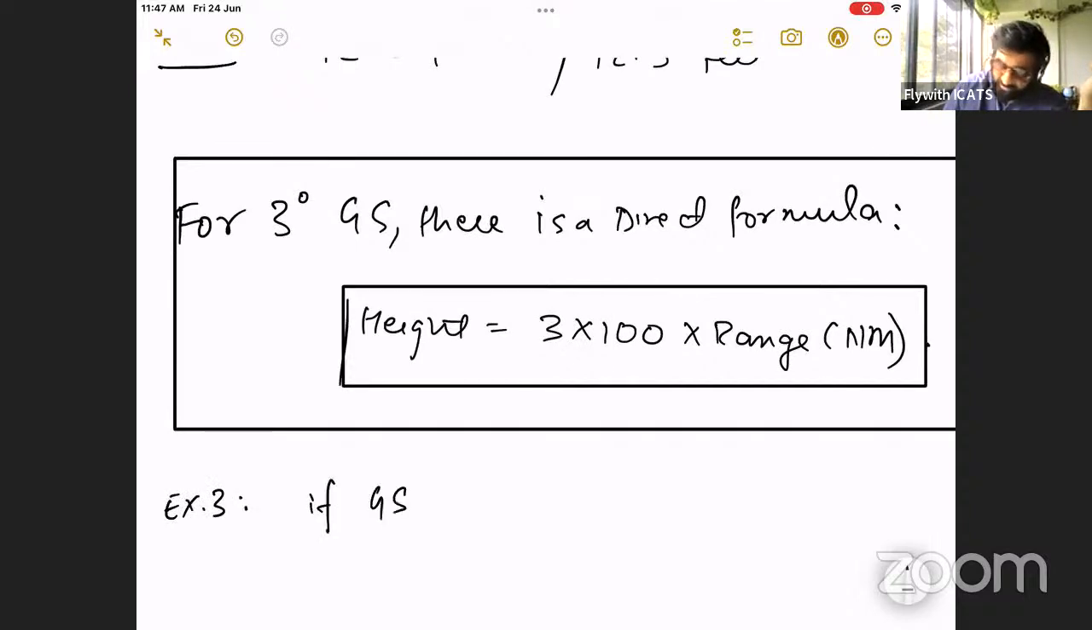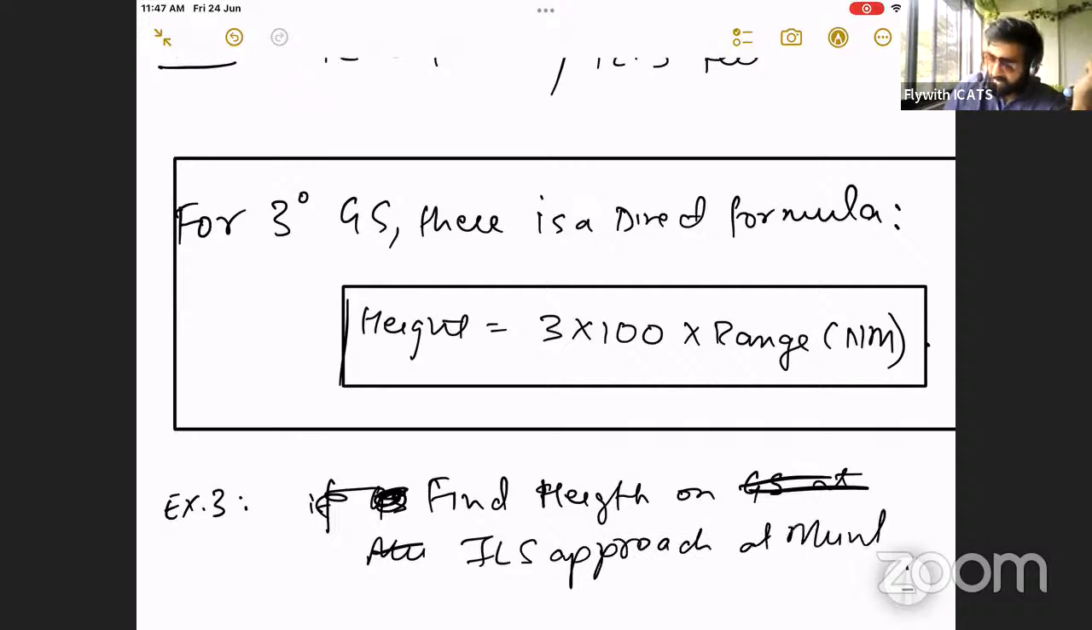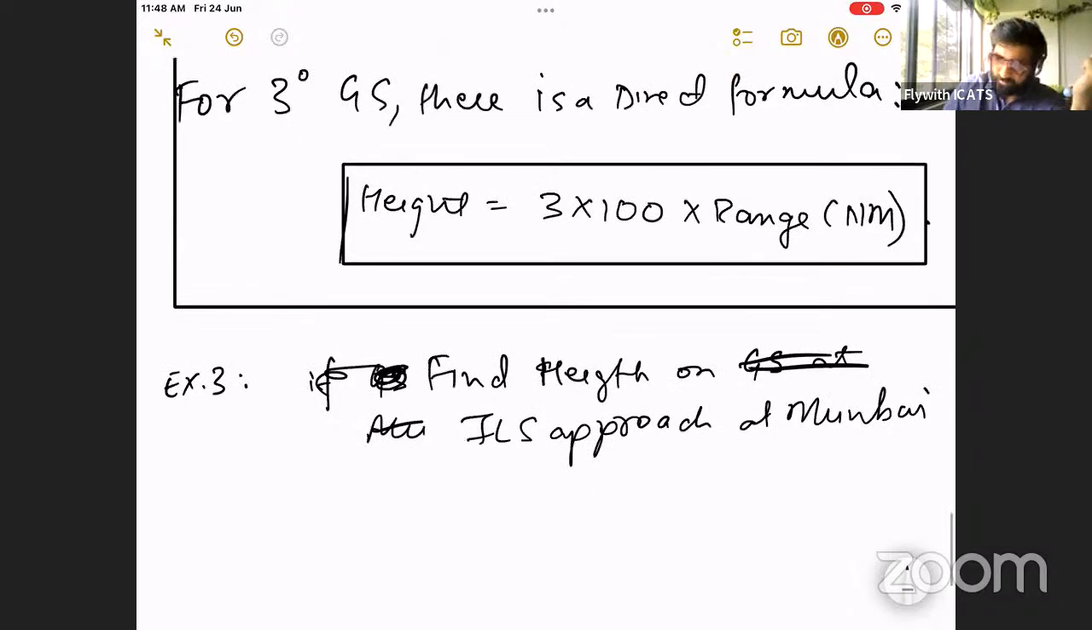Find the height on glide slope on an ILS approach at Mumbai when range is 4 nautical miles.